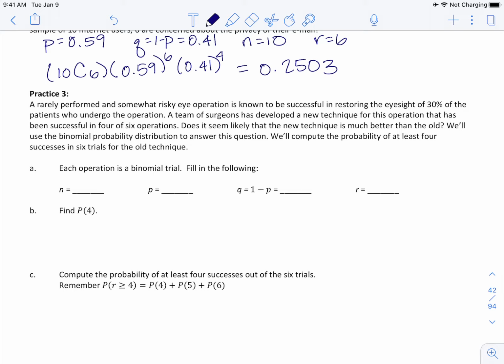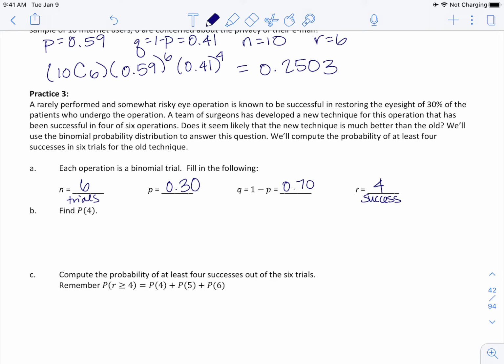We'll compute the probability of at least 4 successes in 6 trials for the old technique. Each operation is a binomial trial, so let's fill this in. Our N is 6, right, because this is our trials. Our P is going to be 0.3. Our Q is 1 minus P, so this is going to be 0.7. And our R, this is going to be our 4. And remember, this represents the successes.